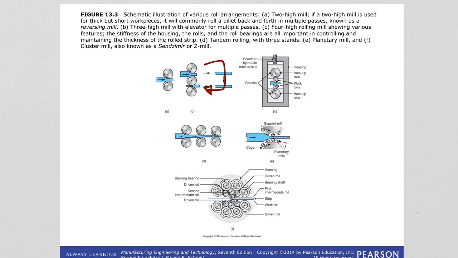And then we are seeing image D, tandem rolling with three stands. In tandem rolling, there are a number of stands and the strip passes through a number of stands in one pass. So with each pass, the thickness is reduced. There are other types of arrangements, like we are seeing in images E and F, like the planetary mill and cluster mill. All are done basically just to achieve the reduction of the applied forces and therefore the usage of power.